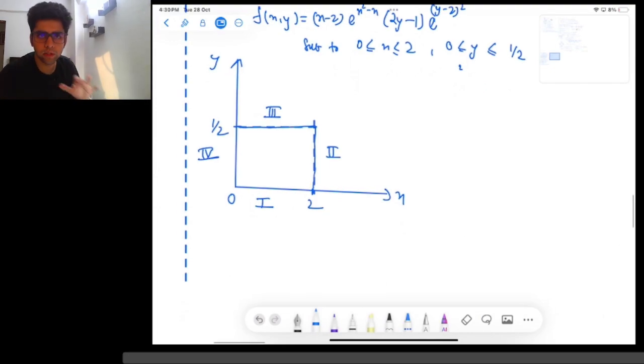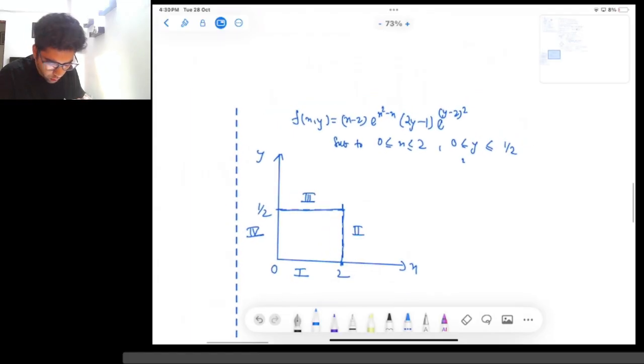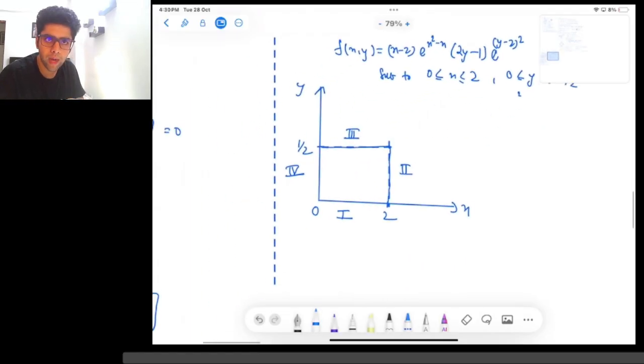Right, so I have 4 edges now. I have to take all of these boundary edges into my consideration. Earlier, what I did was I took the stationary points. Now we were also given that x lies between 0 and 2 and y lies between 0 and half.